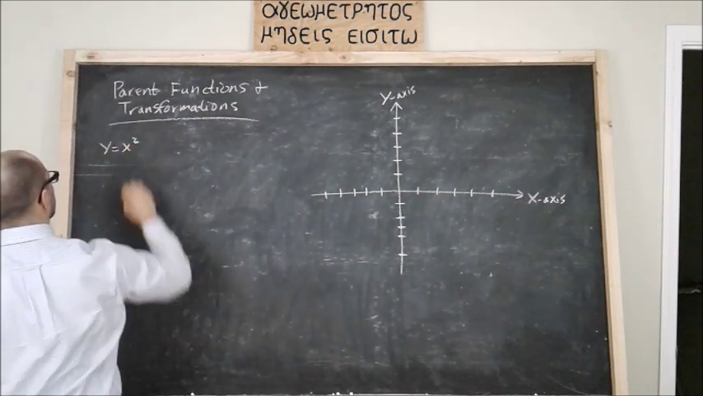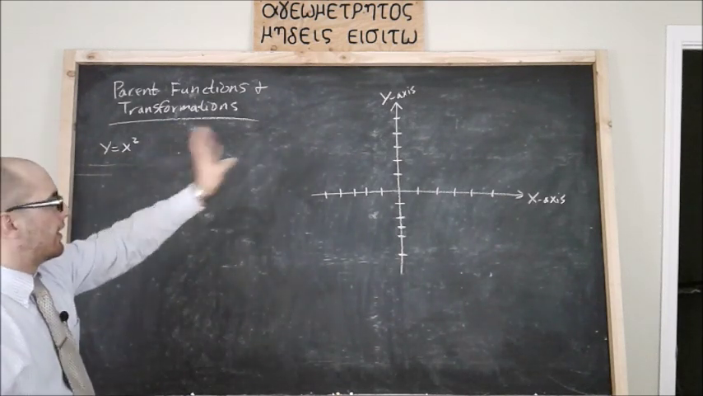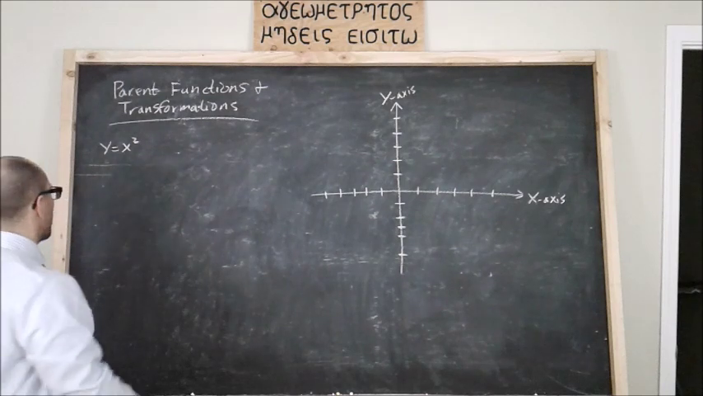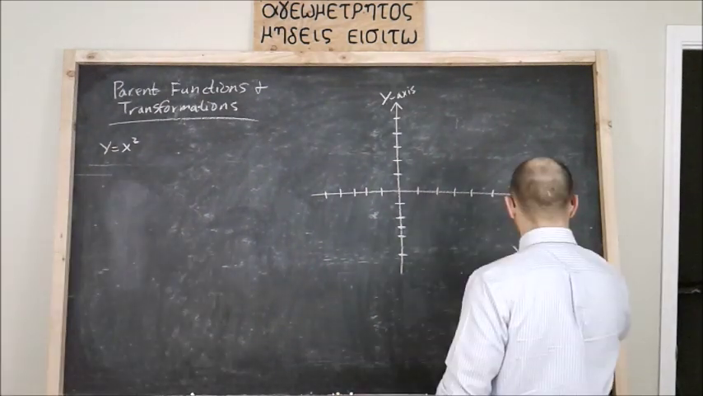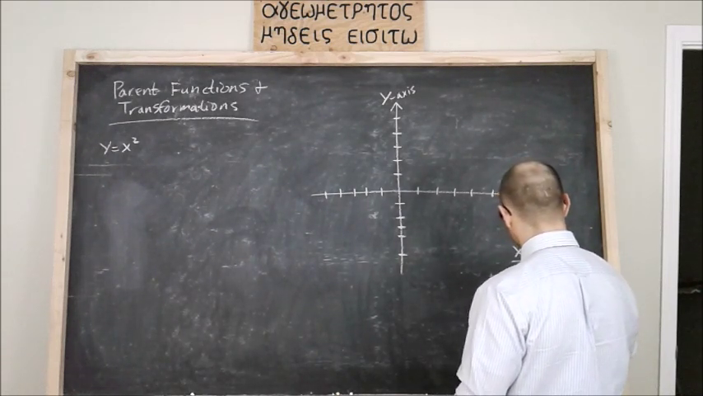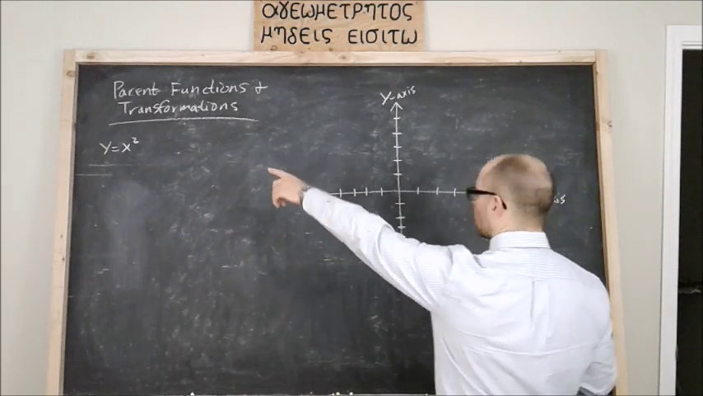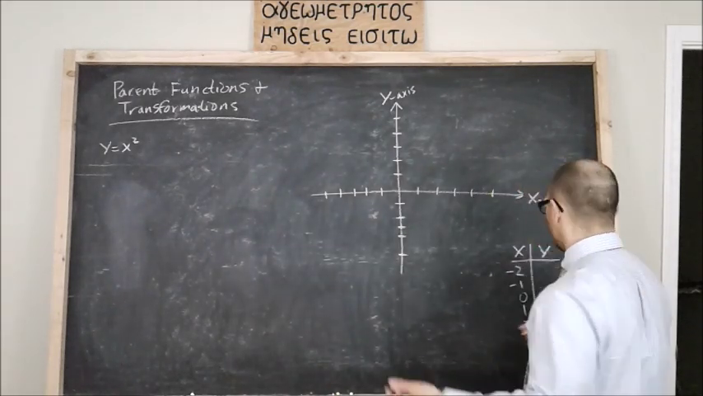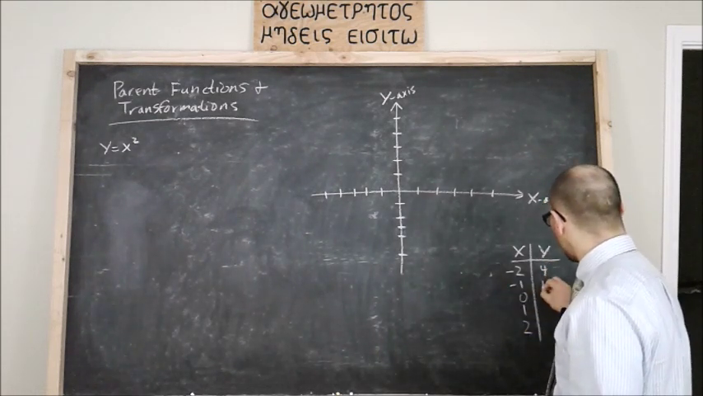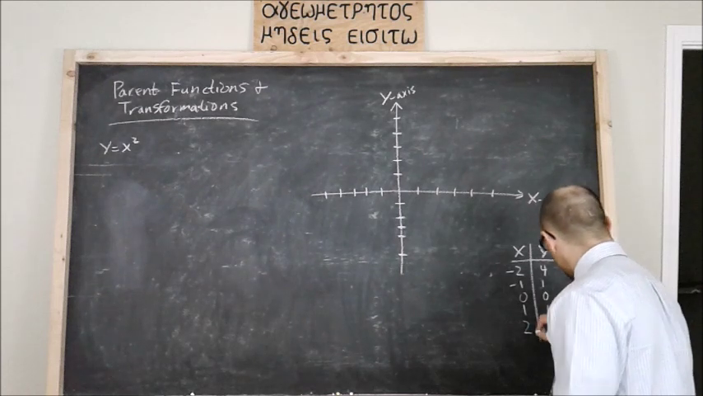So if we are given y equals x squared, this is our parent function, the base function of all parabolas. It starts with x squared. If I were to do a table, x and y, let's go -2, -1, 0, 1, 2. That way I'll have symmetry. -2 squared, -2 times -2 is a +4. Again, a negative and a negative is a positive, so this is a +1. 0 times 0 is 0. 1 times 1 is 1. 2 times 2 is 4.